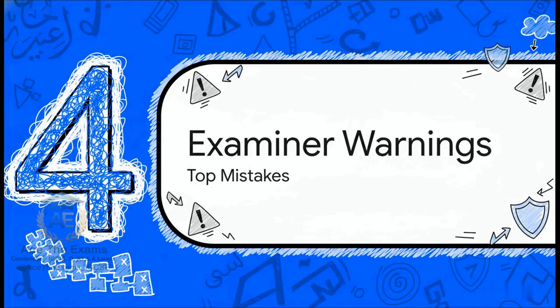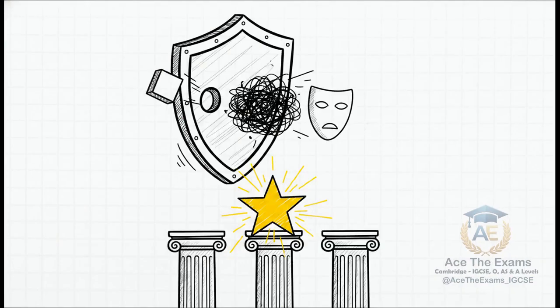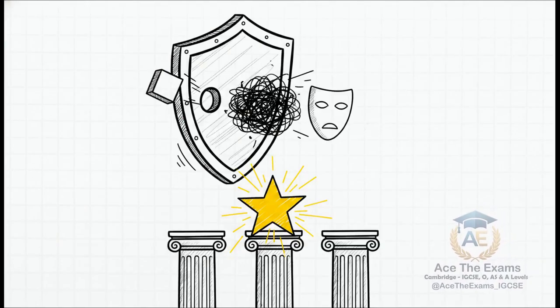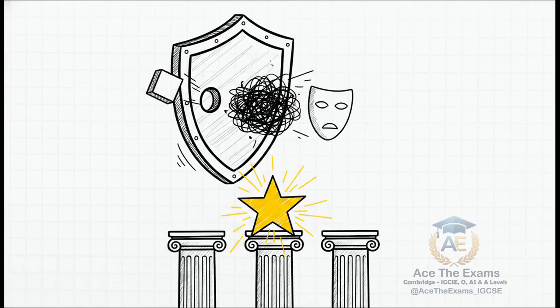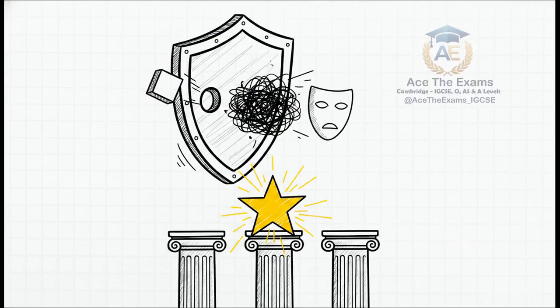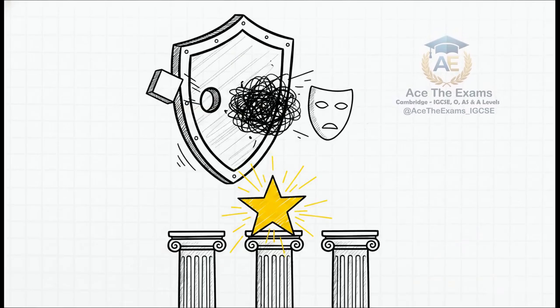Section 4. Top Examiner Warnings. Let's learn directly from the reports. These top 3 recurring mistakes from the principal examiner reports brilliantly illustrate exactly where focus drops and marks bleed away. Mistake number 1, using the wrong approach for the specific context given. This happens when you blindly apply a memorized structure without actually reading the nuances of the prompt.